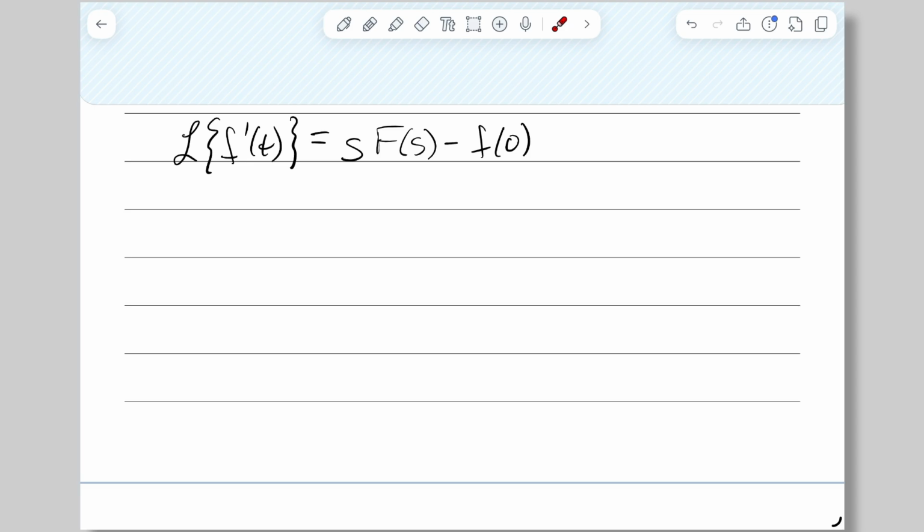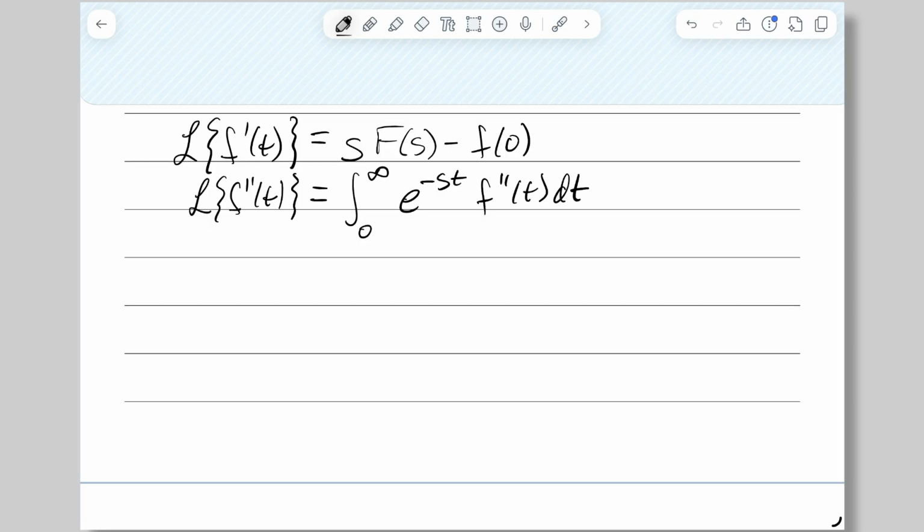We saw in the previous video that the Laplace transform of the first derivative of f of t is s times F of s minus f of 0. I now want to consider the Laplace transform of f double prime of t. By definition, it's the integral from 0 to infinity of e to the negative st times f double prime of t dt.